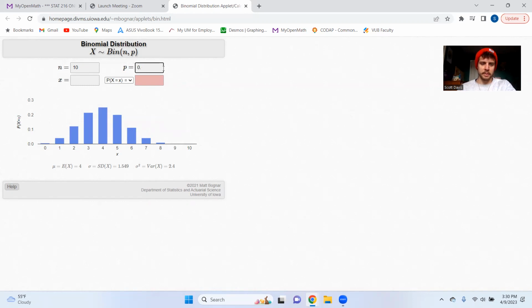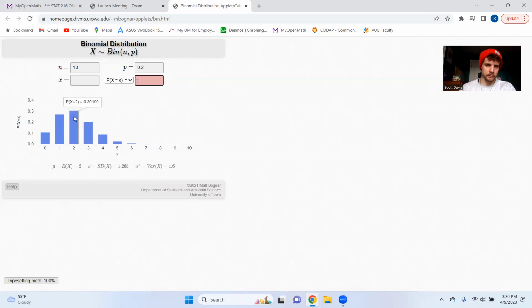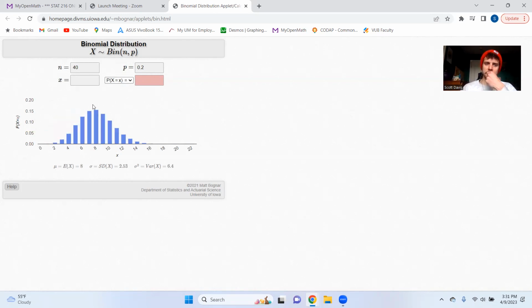And if I were to let this p-value get smaller, it becomes more prominent of a skew: 0.25, even more prominent, 0.2, even more prominent. And if I were to let my trials now increase, however, so say I made this 40, now it starts to look a little bit more approximately normal. This one still has a little bit of a skew here.